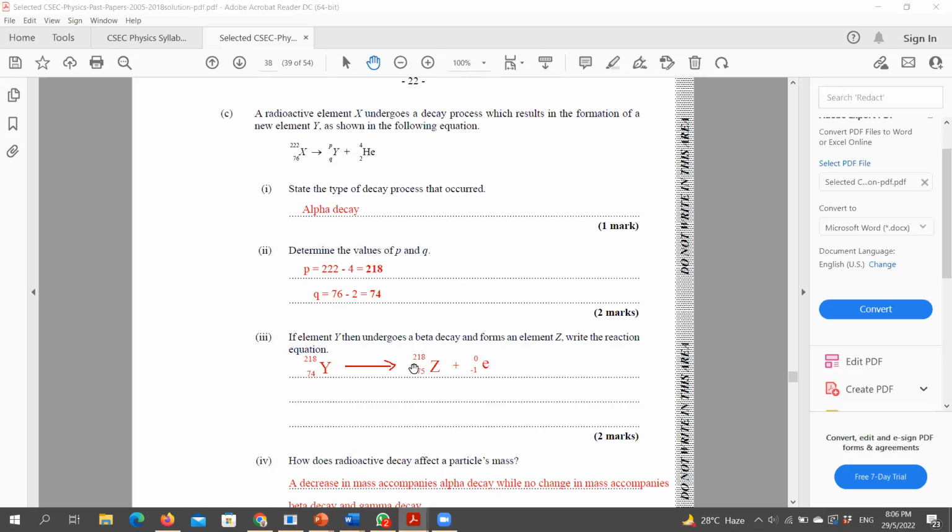So we have 218 as the mass number for Y, and therefore Z should have a mass number of 218 as well, because the mass of the electron is going to be 0. And the charge on Z should be 1 greater than 74, because the charge on the electron is -1. So when we add 75 and -1, we should get 74. So Z should be 218 and 75, mass and charge respectively.